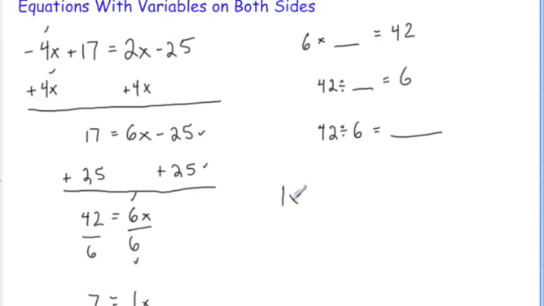All right, and when we have 1x equals 7, if we have 1x, we could just write x. So there's our answer, x equals 7. Let me make that a little bit neater, sorry about that. x equals 7. Okay, so those are the basic rules for following the steps for equations with variables on both sides.